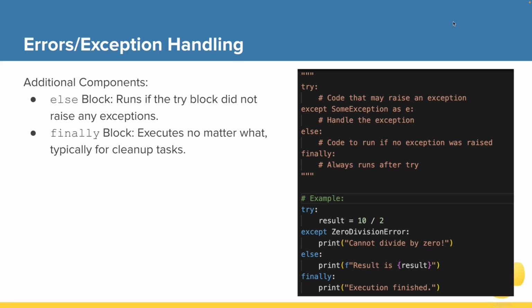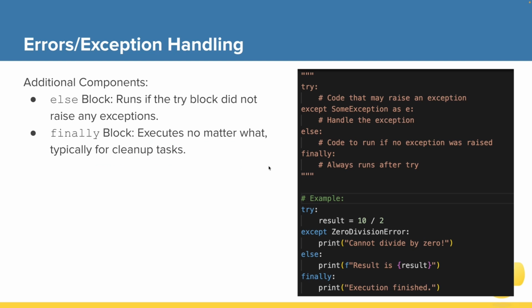Try except has a couple other components that we can leverage if we so desire, and they add functionality to our try except blocks. These are the else block and the finally block. As we see here, we can have try except else finally. The else block runs if the try block did not raise any exceptions, and the finally block executes no matter what, typically for cleanup tasks.